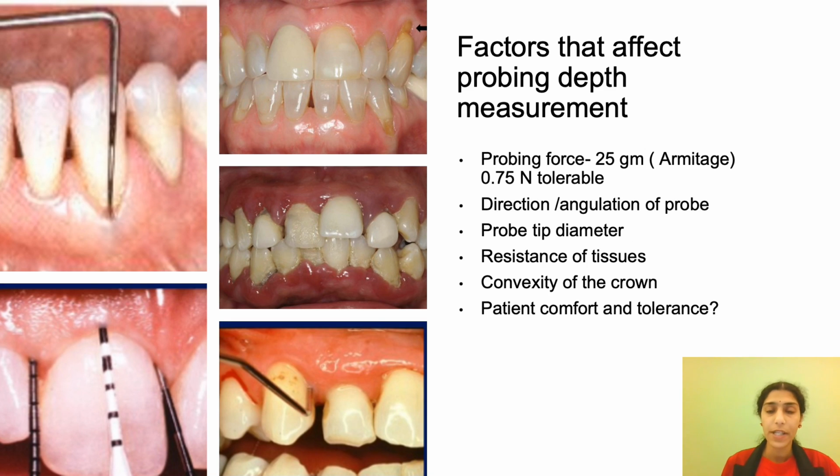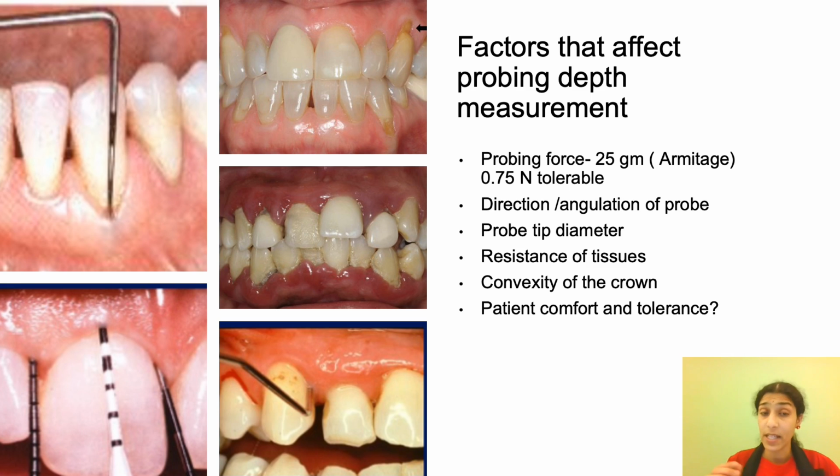Now I keep telling you that there are some factors that affect the probing depth measurement. So let us look into what these factors are. Basically, the first one is the amount of force that you apply to measure the probing depth. If you apply more force, definitely the probe can sink in, right? You may create a pocket even though there is no pocket. You may rupture the junctional epithelium. So this probing force should be optimum. It should not be more than 25 grams or 0.75 newtons usually, which is a tolerable limit.